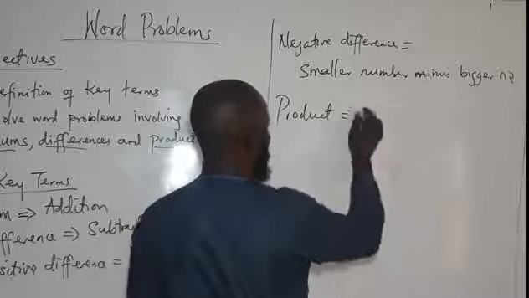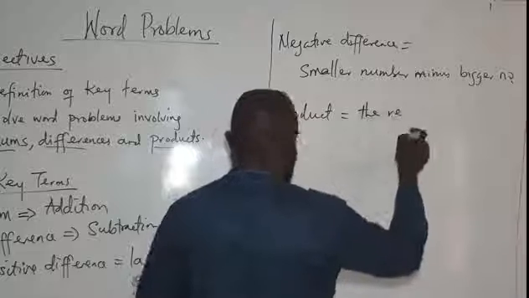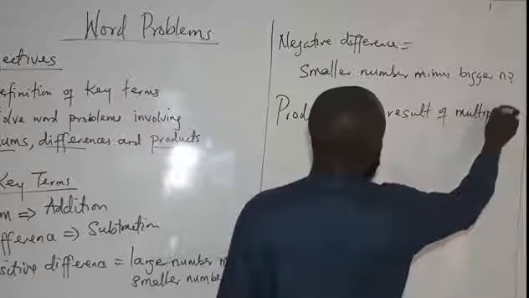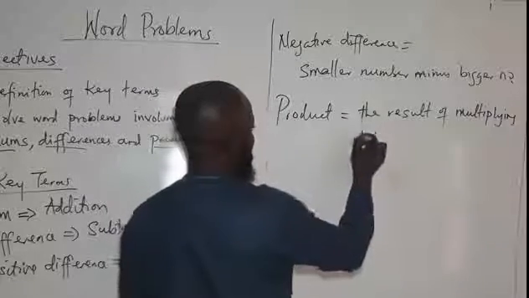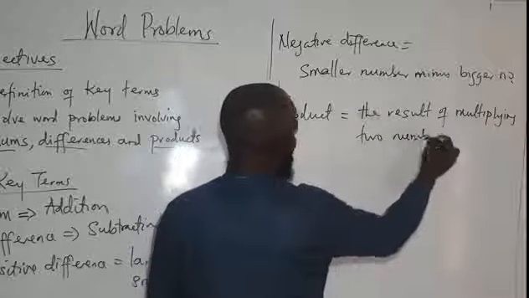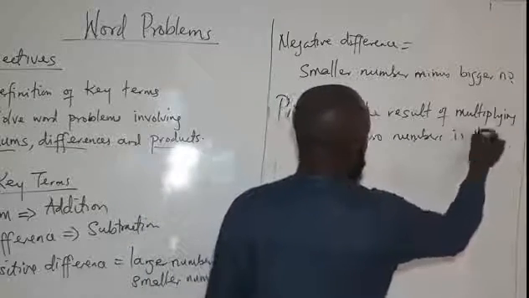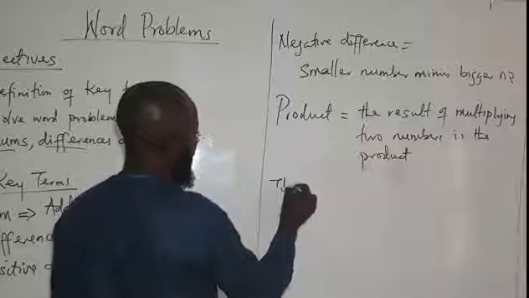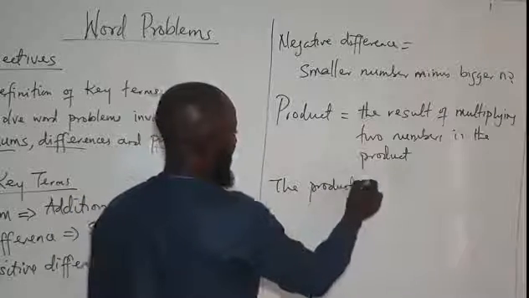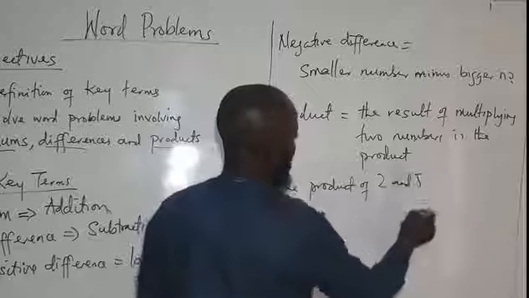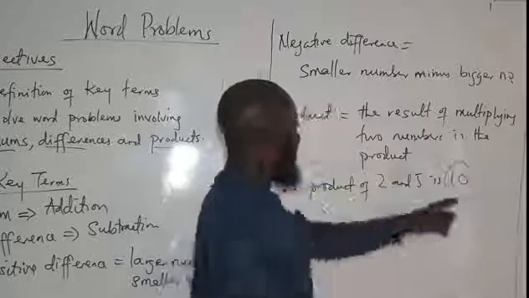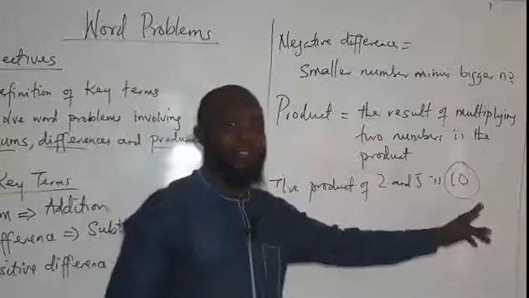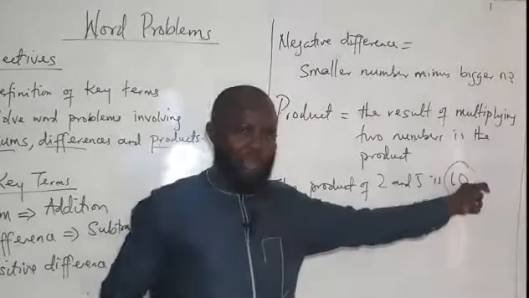So let me put it in this way. The result of multiplying two numbers is the what? The product. So if I say the product of 2 and 5 is what? That is 10. So 10 is the product of what? 2 and 5. That is 2 multiplied by 5 gives us what? 10. So the 10 is what? Is the product. I believe I'm making sense.